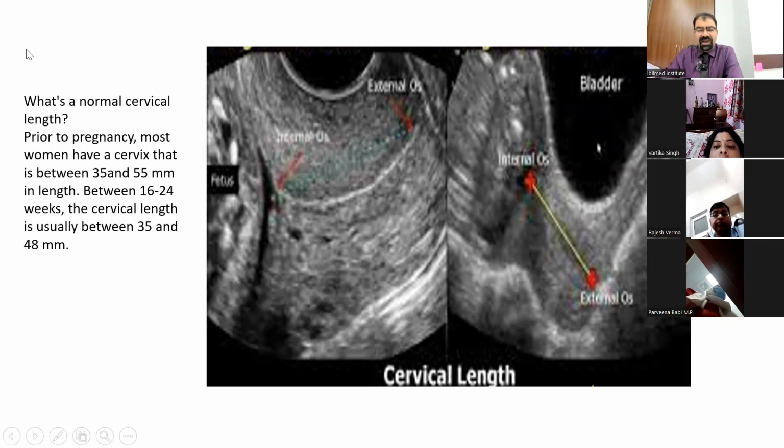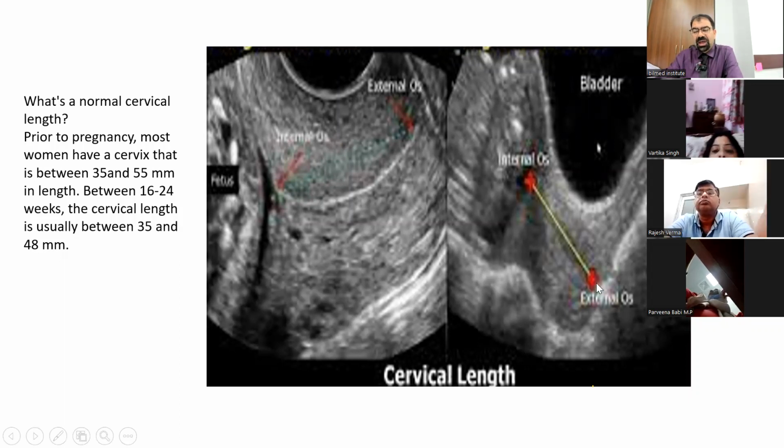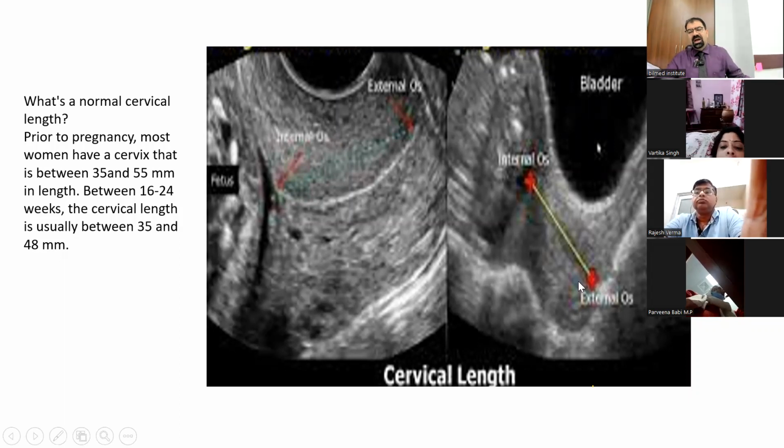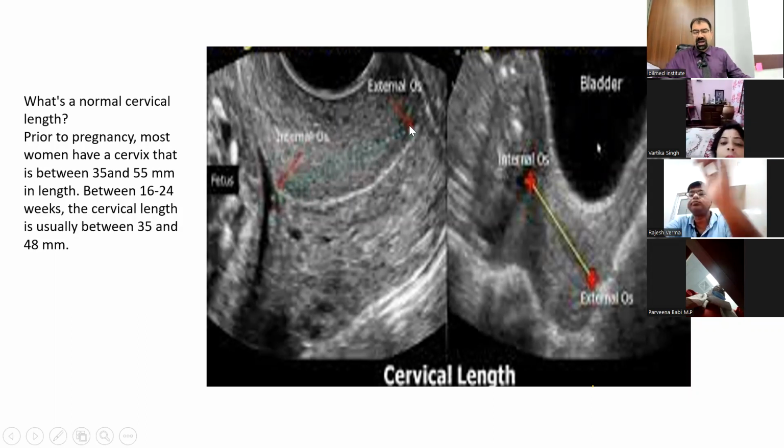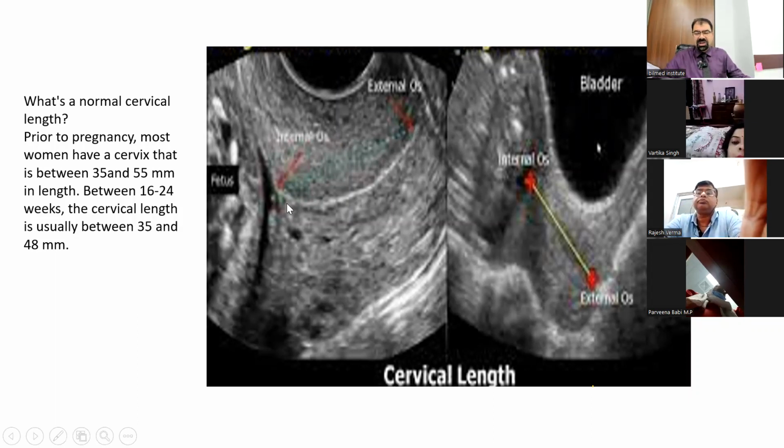So when I say cervical length, this is how I will be measuring, from the internal to the external os. This way I have to measure. This thing is already discussed in your courses. And what is this over here? Now see, this is the cervix over here. This is the internal os, and this is the external os.